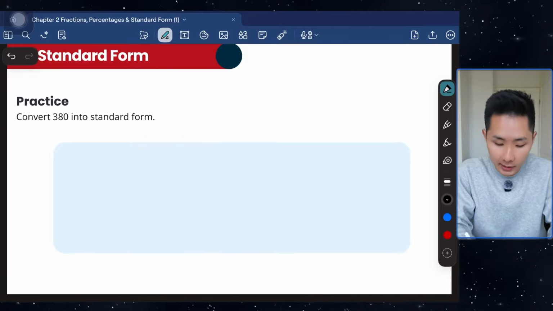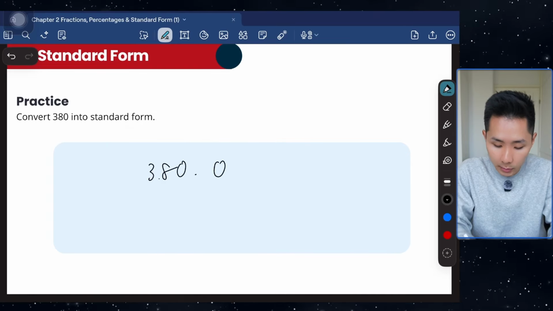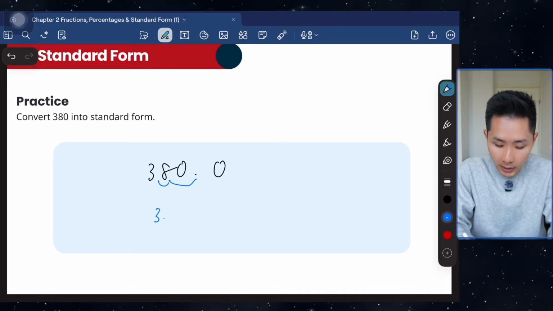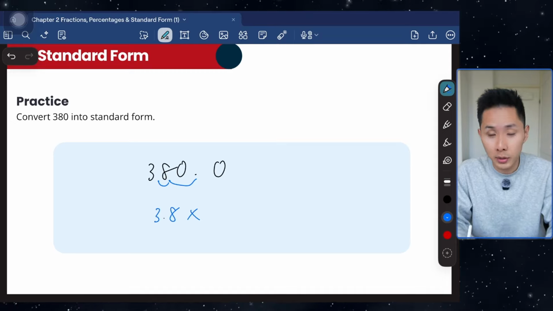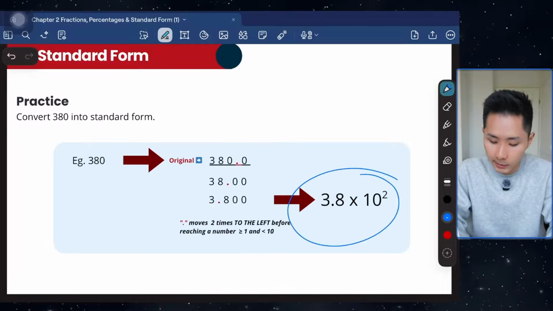All right, let's do a practice here. 380. Again, I'm going to add the 0.0. So the goal is to move the decimal 1 step, 2 step. Now I have 3.8 in between 1 to 10. So I've moved 2 steps to the left. Therefore, my index is positive 2. 3.8 times 10 to the power of 2.